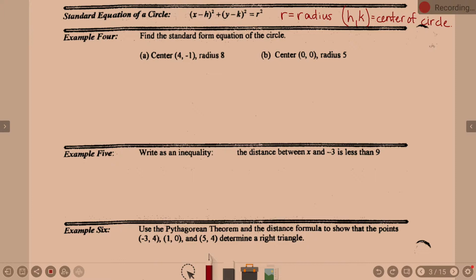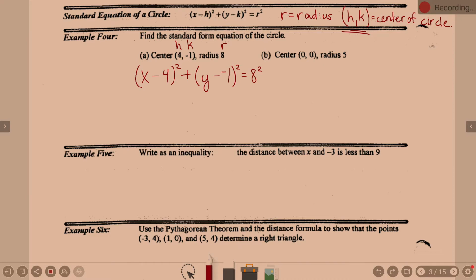So right here on A, find the standard form. I have the center of (4, -1). Where are 4 and -1 going to go in my equation? Those are going to be h and k. A radius of 8. Where does the radius go? In for r. Can you set up that equation now? Instead of (x - h)^2, I'm going to say (x - 4)^2, plus, instead of (y - k)^2, I'm going to say (y - -1)^2, and equals r^2 means it's going to equal 8^2.